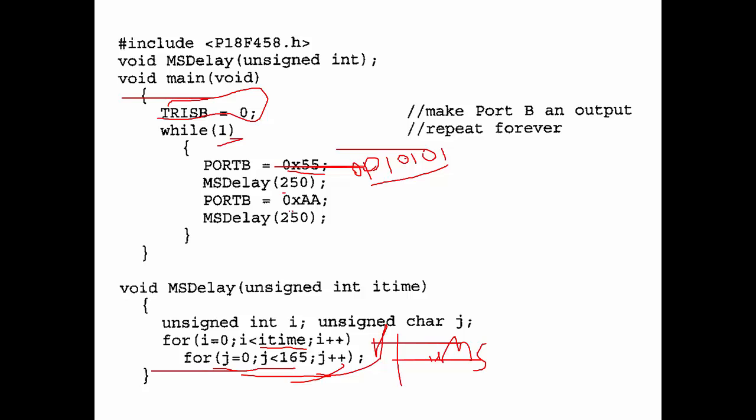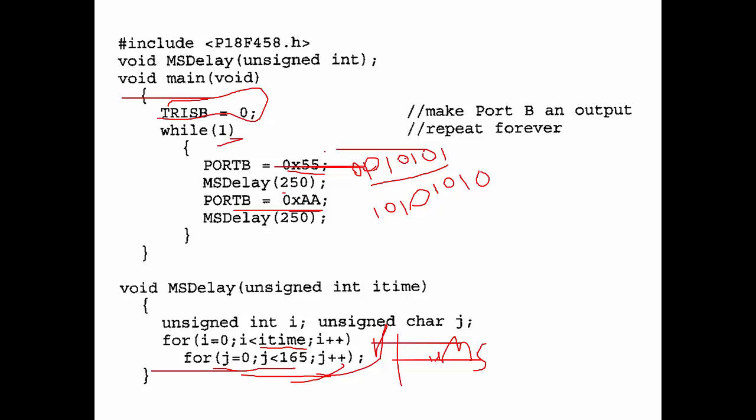And again, what is AA? So that is 1, 0, 1, 0. This is for the first A. Similarly, 1, 0, 1, 0. So these 8 bits will feed into the port B again after 250 milliseconds.